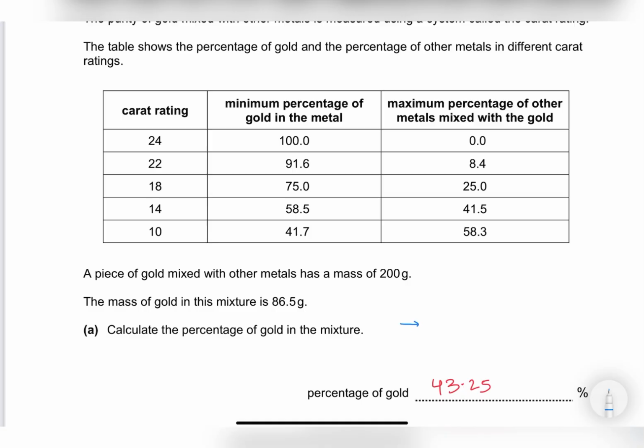To calculate the percentage, first find the fraction. This is the total mass, this is the amount of gold. So the fraction is 86.5 upon 200. Now tell me, how can we find the percentage? Percent means per hundred. So multiply it by 100. This 0 goes with this 0 divided by 2, and you will get your answer.